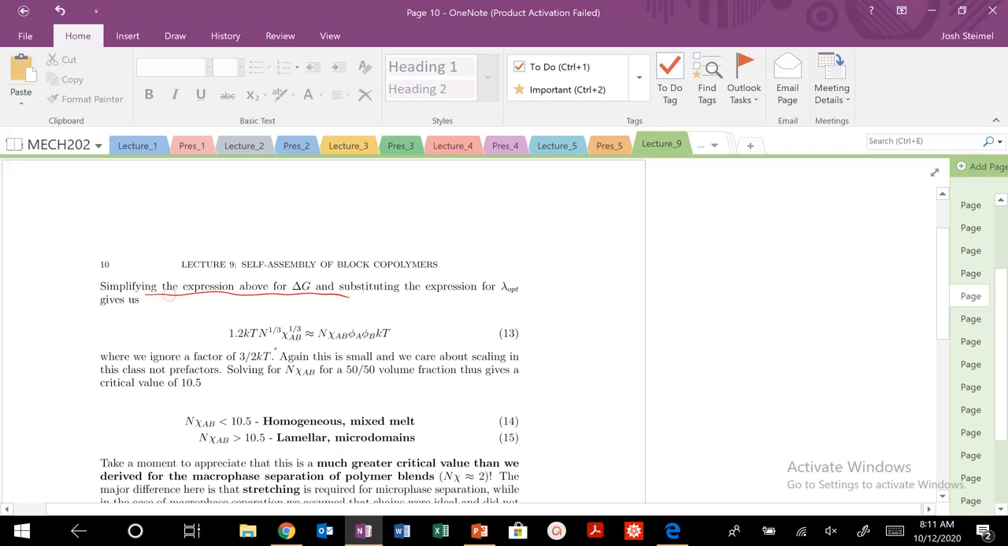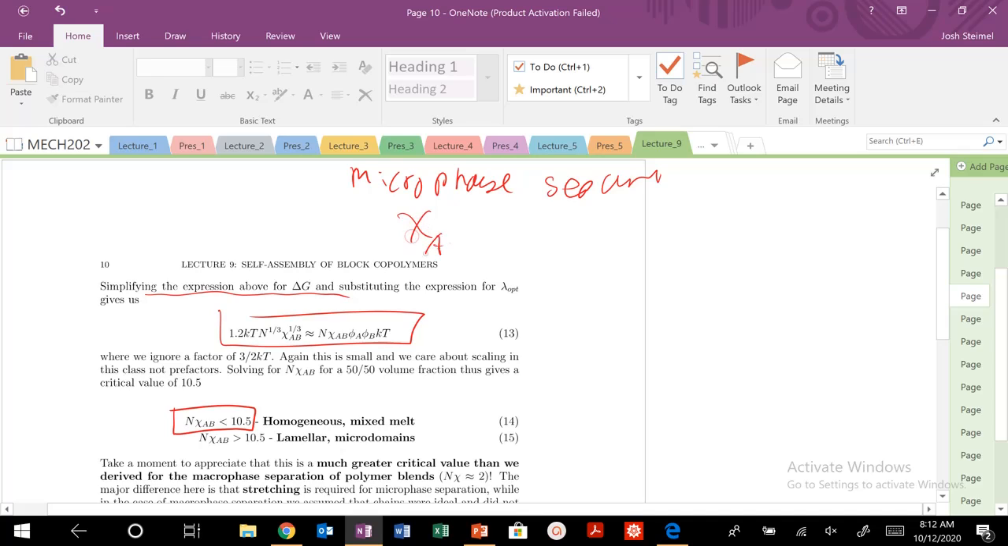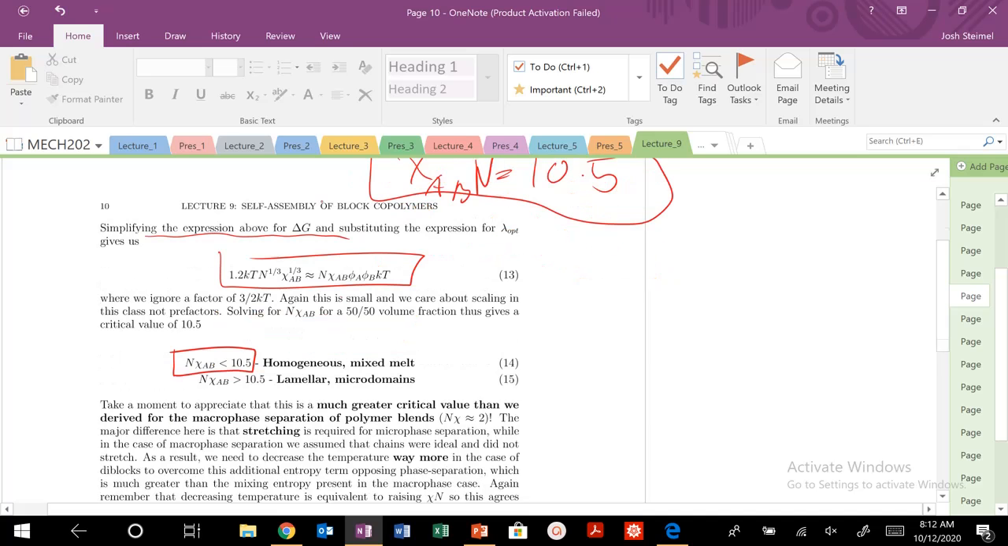So you can do some simplifications. You'll be asked to do this in the problem set. But eventually, at the end of the day, what you'll get is this critical chi parameter for microphase separation. Your critical chi-AB N is equal to 10.5. This is unbelievable to me.